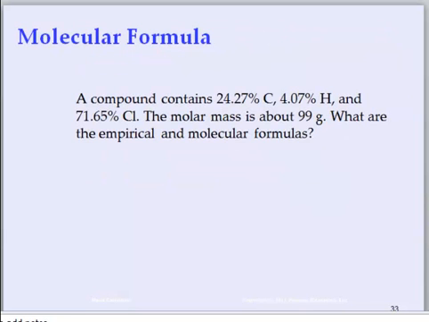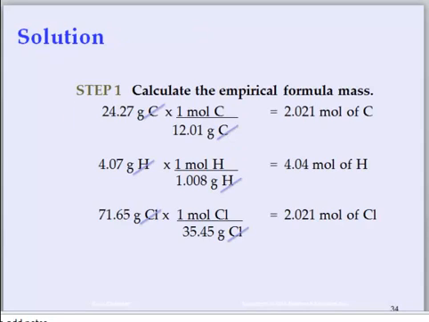Here is another example. A compound contains 24.27% carbon, 4.07% hydrogen, and 71.65% chlorine. The molar mass is about 99. What are the empirical and molecular formulas? Notice in this one, we are given the molar mass and percentages. Based on the percentages, we have to determine the empirical and molecular formula.